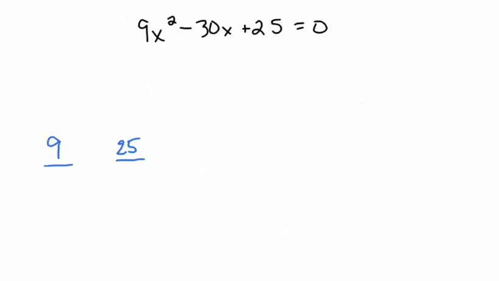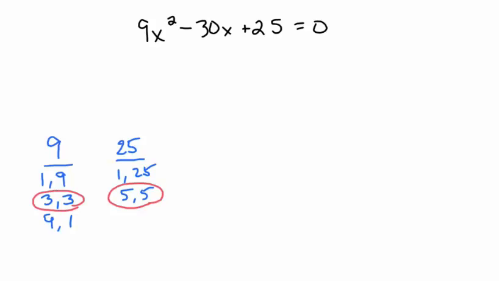Recall, to factor a quadratic expression where a is not equal to 1, we're going to list our factor pairs of 9 and 25. So I've gone ahead and done this in the bottom left. And remember, we're looking for a sum that is going to give us 30. Wading through the possibilities, you should see that the 3's and the 5's should give us that 30 that we need if we arrange them in the following way.